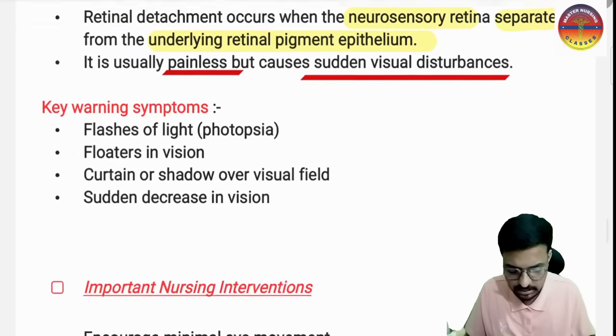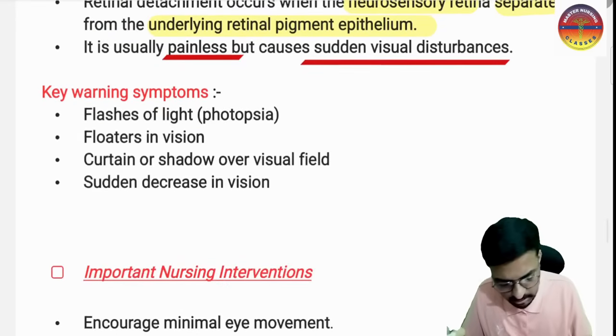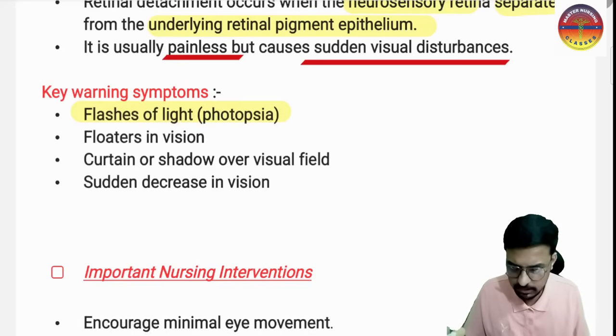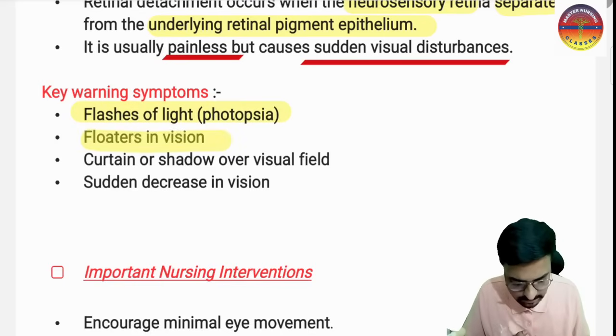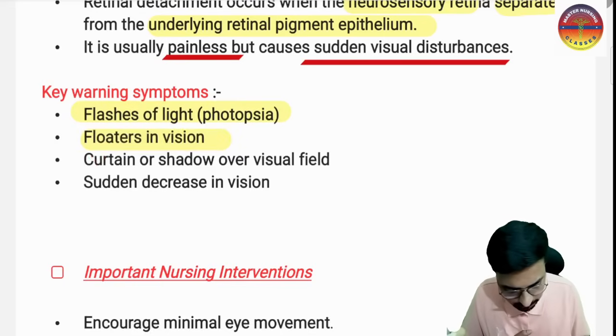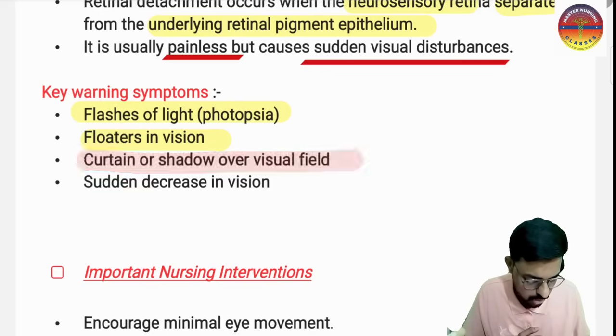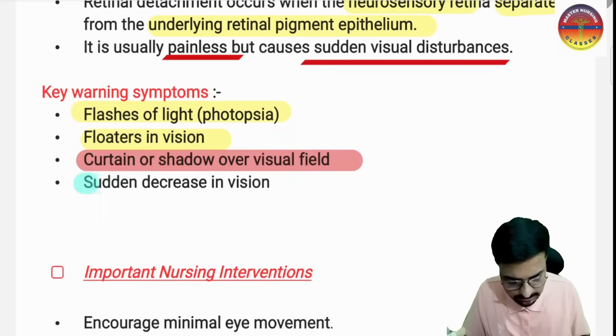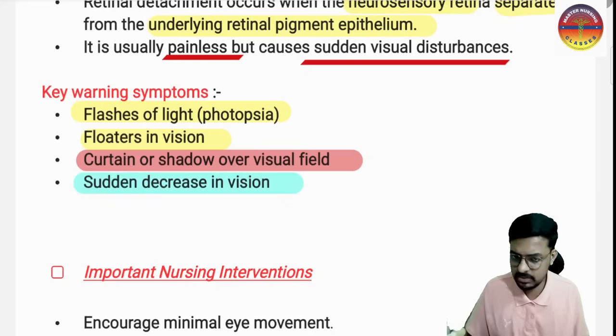Okay, suddenly there are flashes of light, so that is what we call photopsia. The patient will feel flashes of light, and floaters in the vision are there. The classical clinical finding is a curtain or shadow over the visual field. All this will happen suddenly.